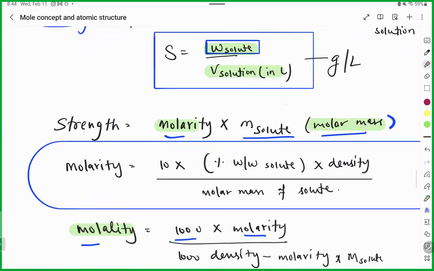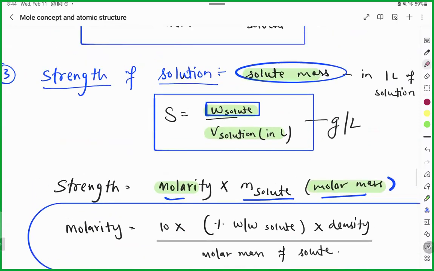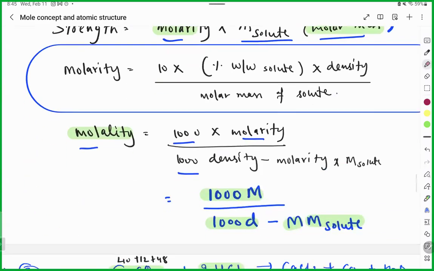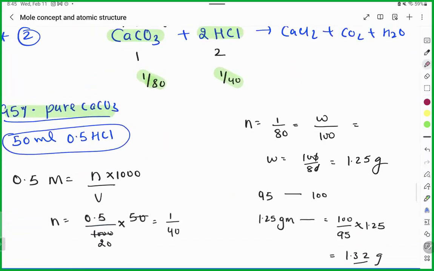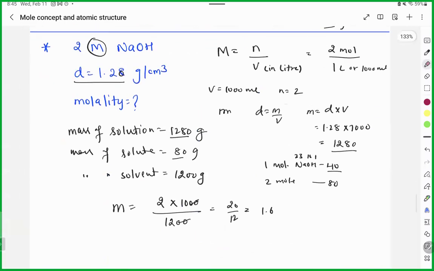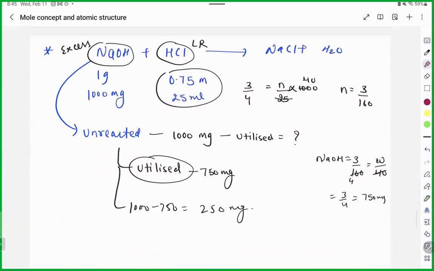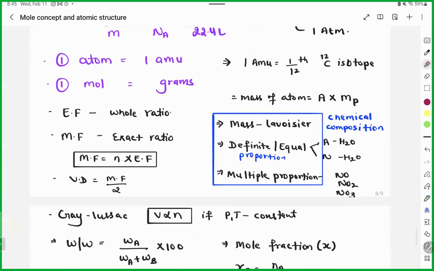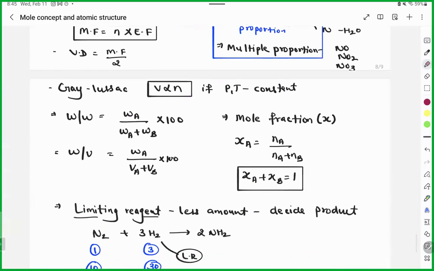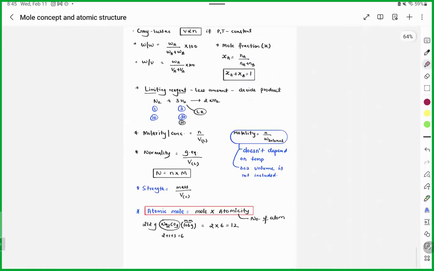Okay. Then strength of the solution. Instead of moles, you are using mass of solute divided by volume of the solution. So it looks like molarity, but here we don't have moles. We have only mass of solute. Okay. Anything else? No, I think most of the things are done. This is the quick revision of the same chapter. Done. Now we'll solve questions.